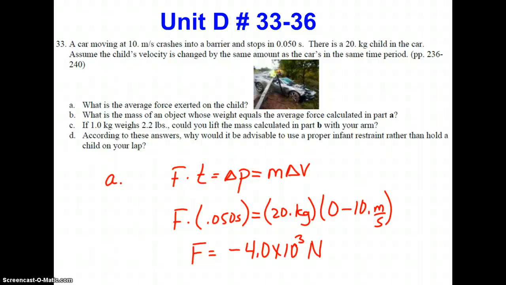Welcome to the solutions to the Regents Physics Dynamics problem set, problems number 33 through 35. Let's start by reading 33 and seeing what we have to work with here.